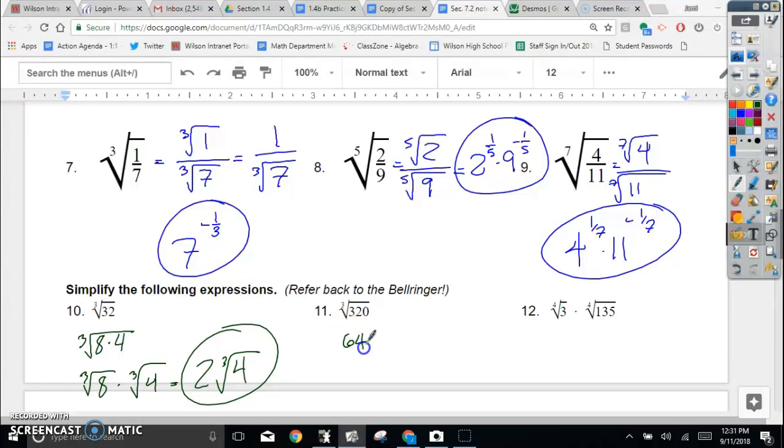64 will. That is 64 times 5. Cube root of 64 is 4. Cube root of 5. And there's your final for 11.